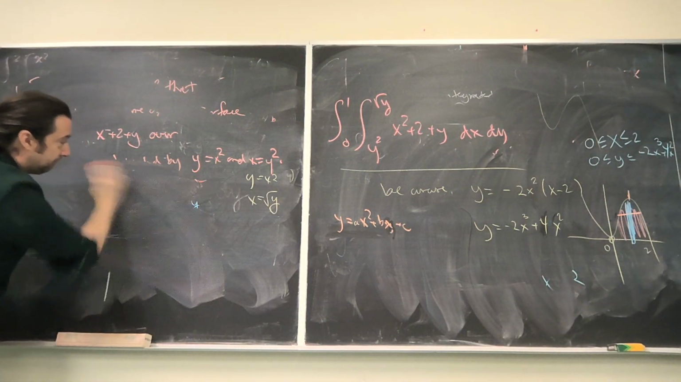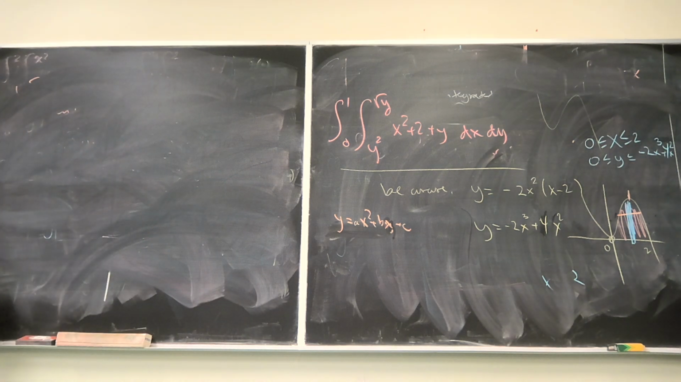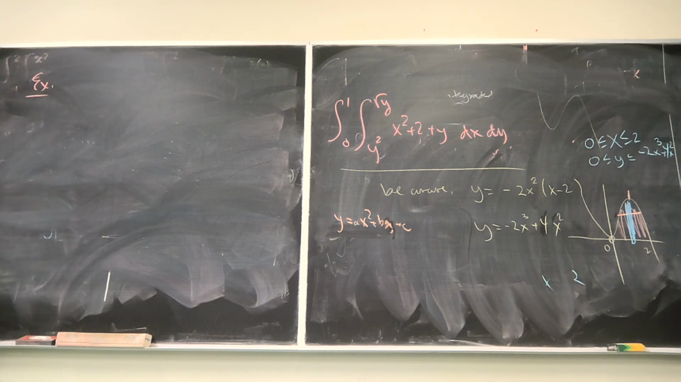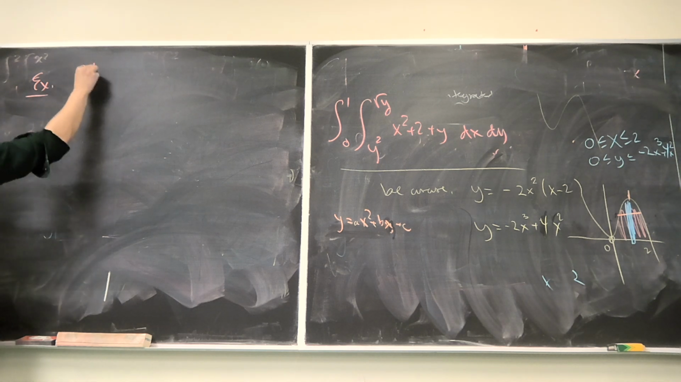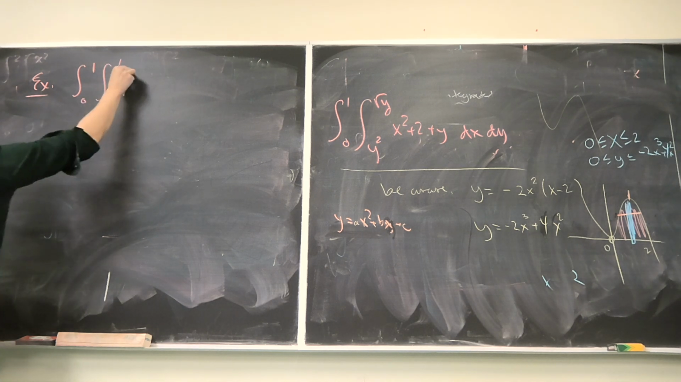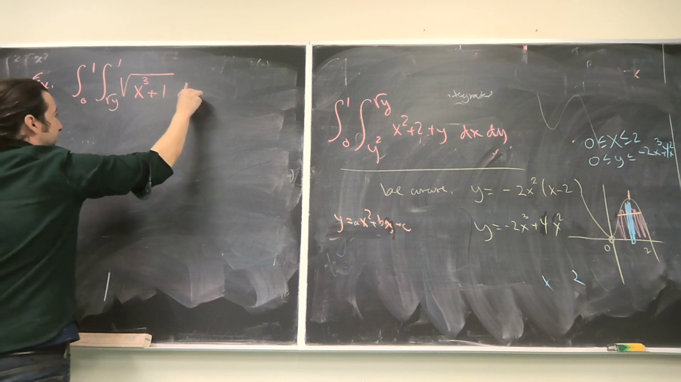All right, so one more. Okay, so I'm going to give us an exercise now. So the last example, it's on the sheet. It is example 1.9. So the integral from 0 to 1 of the integral from root y to 1 of the square root of x cubed plus 1 dx dy.